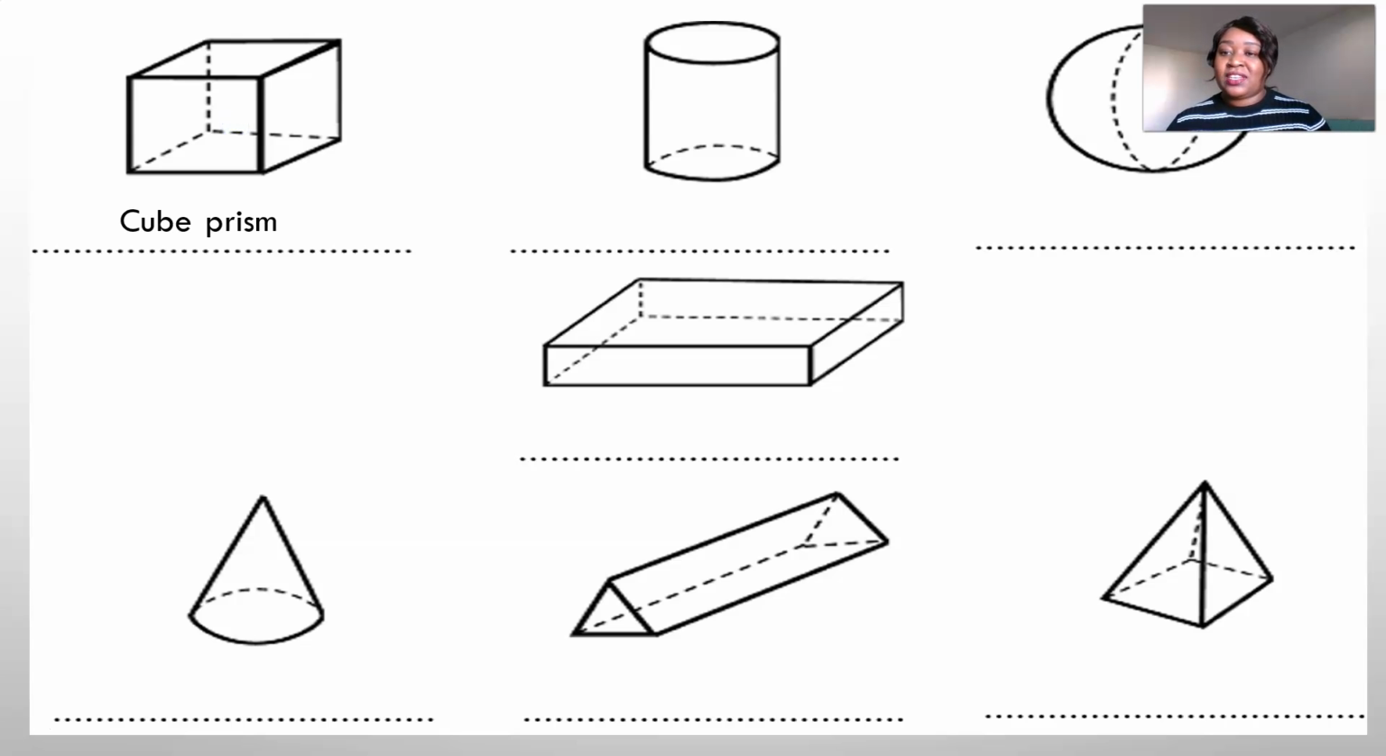The first one is a cube and it is a prism. Then the second one is a cylinder. It is not a prism. It is not a pyramid. The third one is a sphere. It is not a prism. It is not a cylinder. So it is not a pyramid.